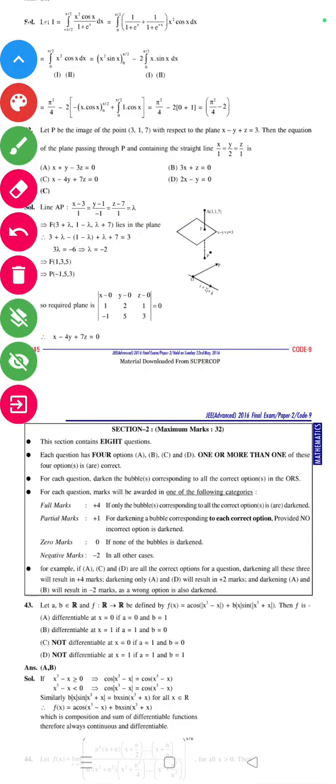Next question: let P be the image of the point (3, 1, 7) with respect to the plane x minus y plus z equal to 3. Then the equation of the plane passing through the point P and containing the straight line x equal to 1, y equal to 2, z equal to 1 is. The line AP is (x minus 3) by 1 equal to (y minus 1) by minus 1 equal to (z minus 7) by 1 equal to lambda. So the foot F is (3 plus lambda, 1 minus lambda, lambda plus 7), which lies in the plane. So 3 plus lambda minus 1 minus lambda plus lambda plus 7 is equal to 3, so 3 lambda is equal to minus 6, lambda is equal to minus 2. So F is (1, 3, 5) and P is (minus 1, 5, 3). For the required plane, x minus 0, y minus 0, z minus 0, 1, 1, 1, minus 1, 5, 3 is equal to 0, and x minus 4y plus 7z equal to how much will it come?